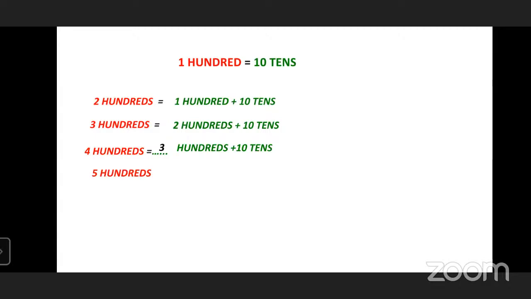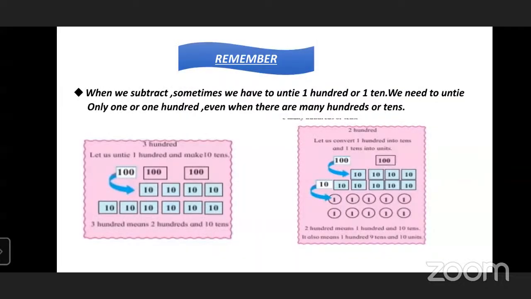Good children. Now, 500 is equal to 400 plus how many tens? Yes, same here we'll have 10. Okay. Now, let's see one thing. We have to remember that when we subtract, sometimes we have to untie 100 or 110. We need to untie only one 100 in one go, not many hundreds or 10s.